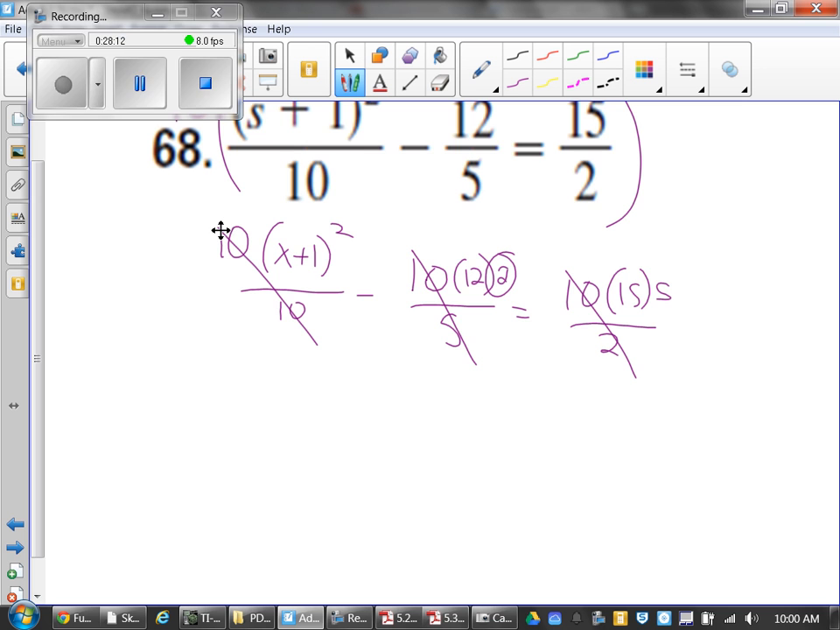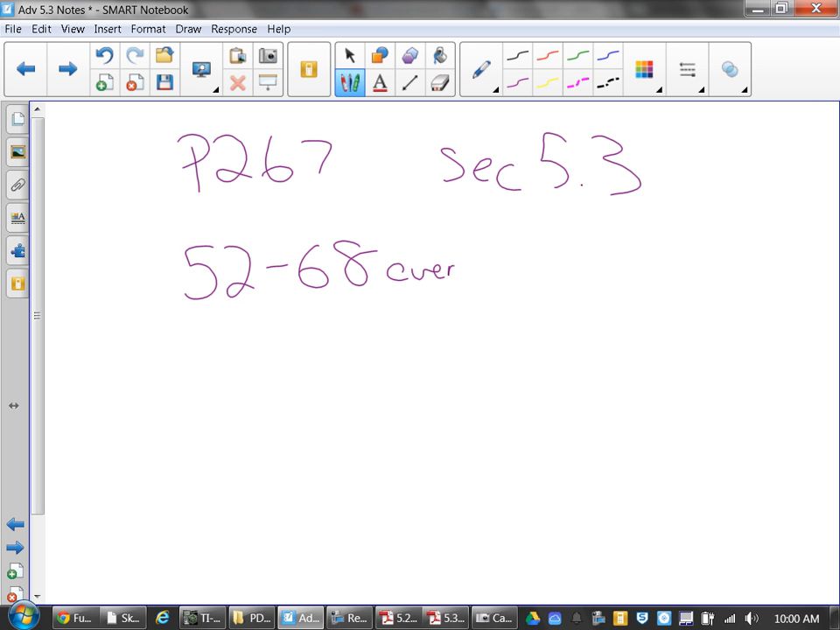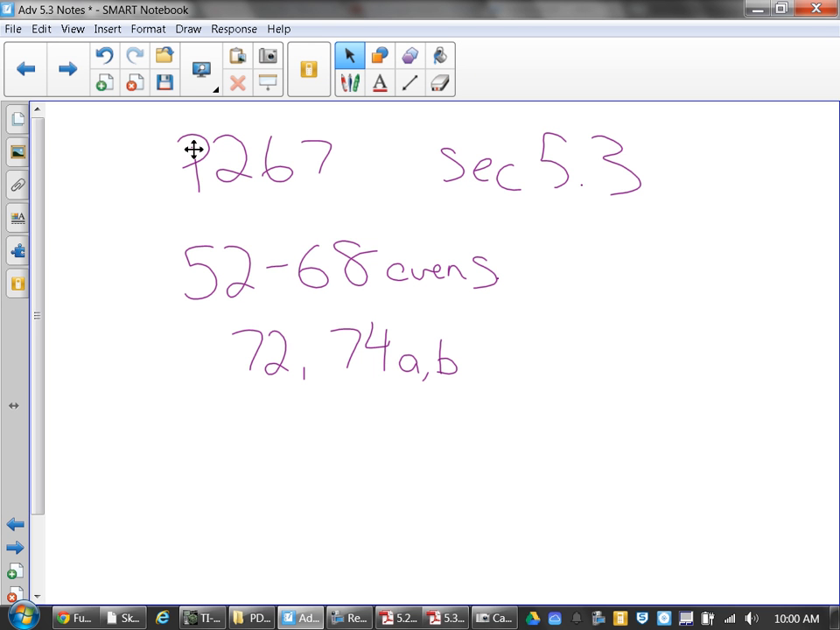Let's do these for homework. We'll just start easy here on page 267. This is section 5.3. Problems 52 through 53, odds. And that's it. Do those quick setups. It's really not a lot there.